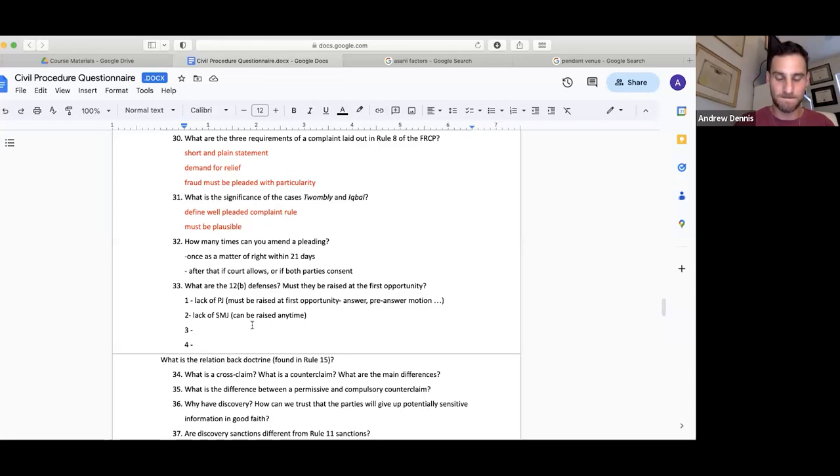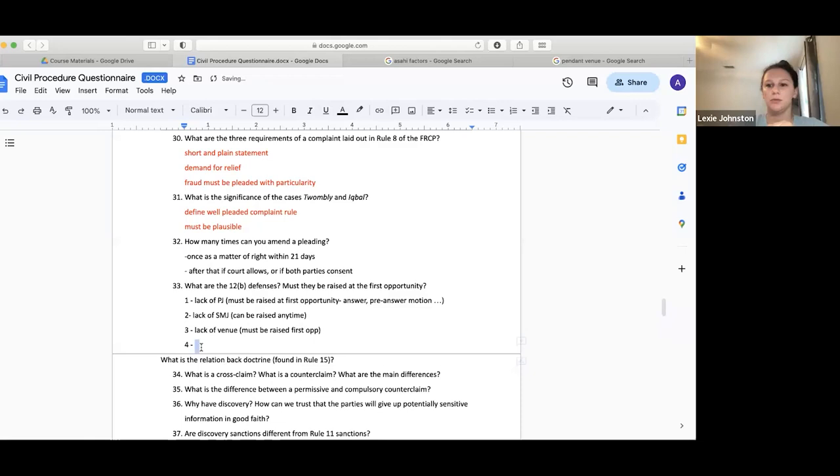Anyone know what this is? We're thinking about personal jurisdiction, subject matter jurisdiction. What else is very important that we talked about already? Venue, excellent. Can that be raised at any time, or does it need to be raised at the first opportunity? The first. Exactly. Raise it at the first opportunity. And there's more that need to be raised at the first opportunity. Two more. Okay, yeah. Well, let's get there.